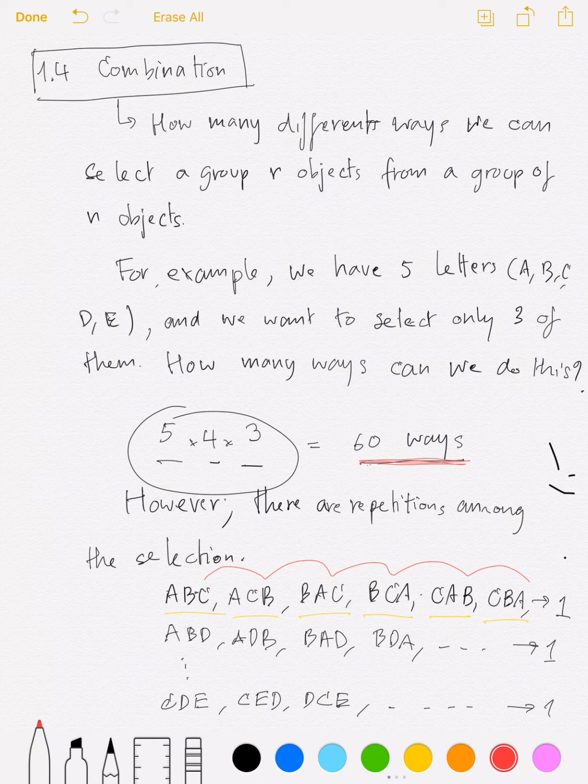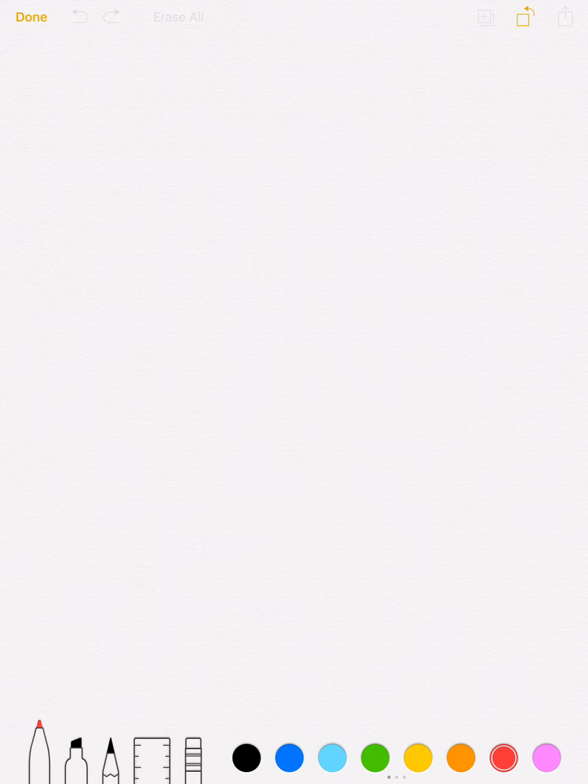So what do we do? The number 5 times 4 times 3, we have to divide by 3 times 2. So it becomes just 10 ways of selecting.